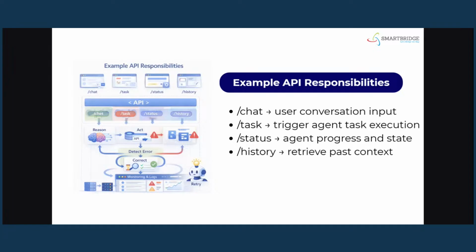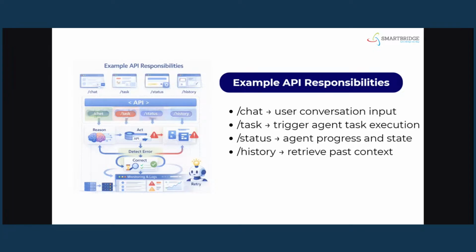For example, one API might be responsible only for handling conversation. Whenever a user sends a message, this API receives it and passes it to the agent for reasoning. Another API might be used to trigger specific tasks, like asking the agent to perform an action or complete a workflow. Okay.